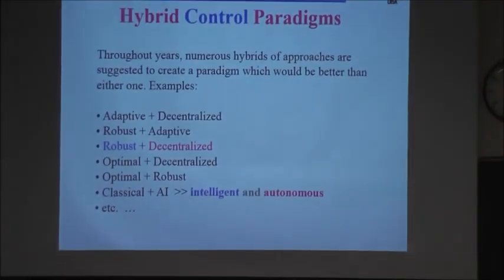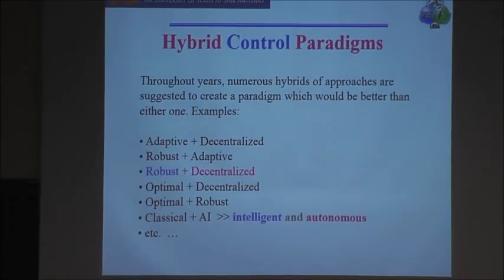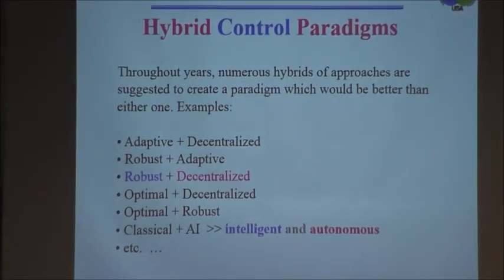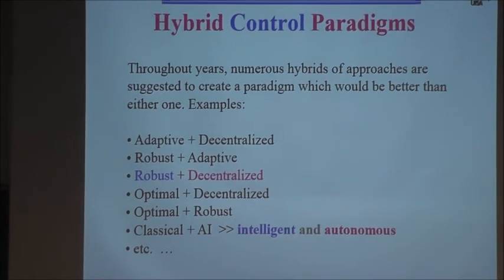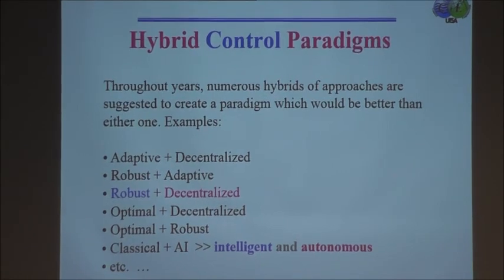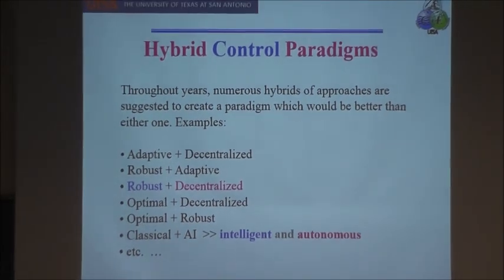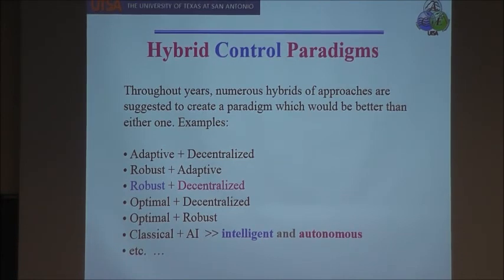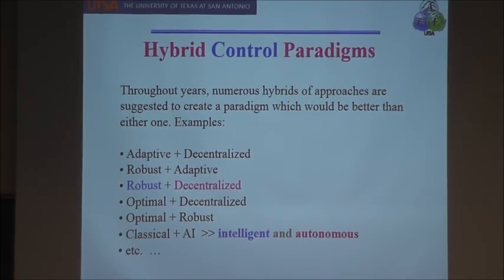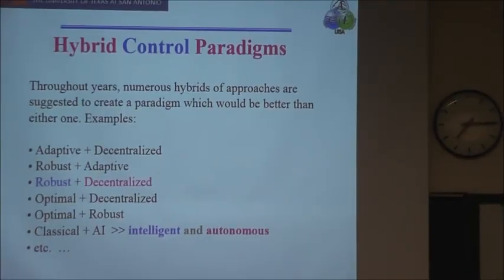You can combine these different paradigms together. You can have hybrid control. Throughout the years, you have numerous hybrid approaches. You can have decentralized and adaptive control. You could have adaptive and robust control. You could have robust and decentralized and so forth. And later on in this course, you learn how to combine artificial intelligence, AI, and let's say control theory, and apply it for a robot, okay? And then this becomes autonomous control. Now you know why we call it the Autonomous Control Engineering lab, ACE, okay?